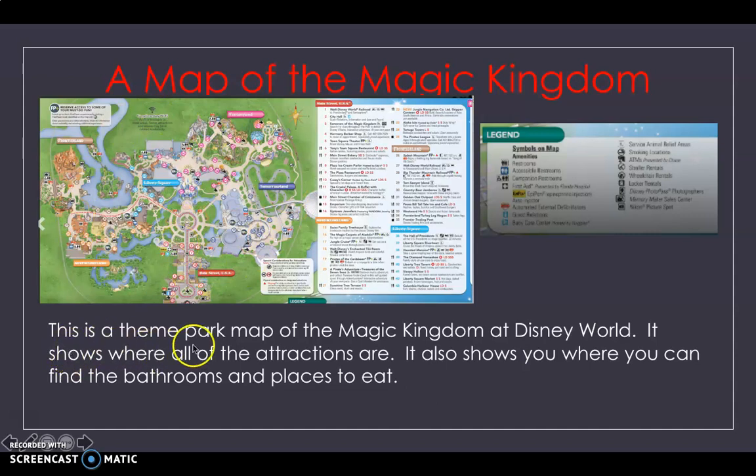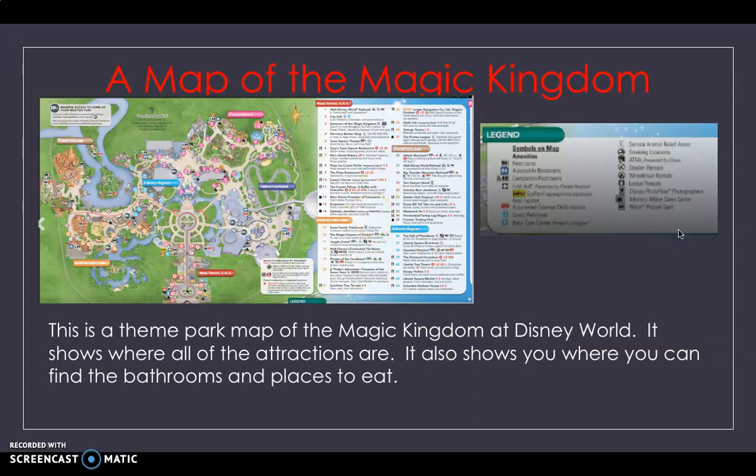Now, in this theme park map of the Magic Kingdom, it shows you where all of the attractions are. And you can know where they are by looking at this map key here and this legend, which is also called a map key, over here. These have numbers, and the numbers are also on the map, and they tell you which attractions or rides or shows are where. It also can show you where to find the bathrooms and places to eat. That's a fun map.